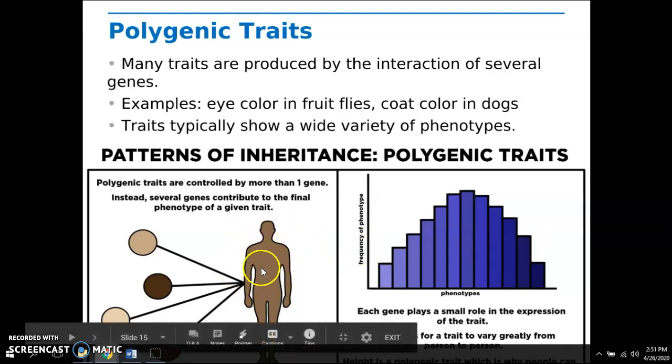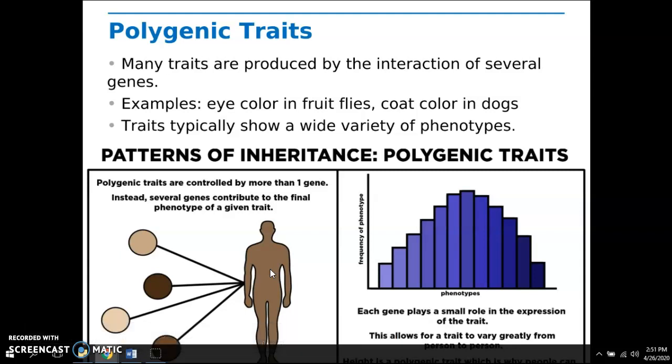Examples of this are like the pigment in your skin, the color of your skin. You'll notice that it's not just light skin or dark skin. There's all these different colors in between, right? There's this whole spectrum. And if you lay your hand next to someone else's, and if we're all in class and we're all looking, all of our skin colors would be slightly different. And that's because there's multiple different genes controlling for that. So there's a lot of variation within that one trait.